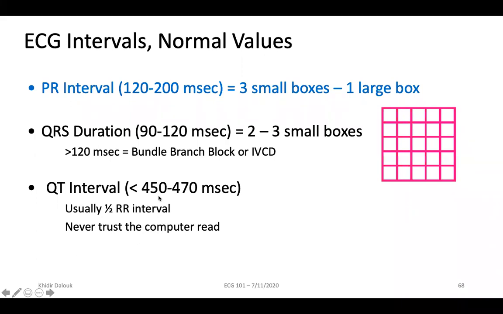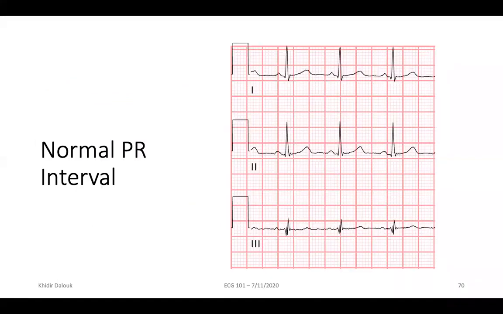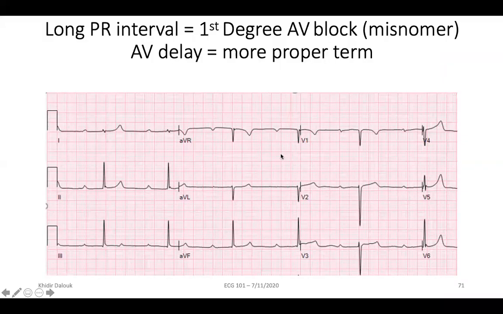QT normal differs between males and females, anywhere between 450 to 470 milliseconds. This is the PR interval. Anything more than a box is first degree AV delay or AV block. This is a normal PR interval. If you measure it from the initial part of the P to the initial part of the Q, this is not more than a large box, or not more than 200 milliseconds. This is a normal PR. This is an example of a long PR interval.